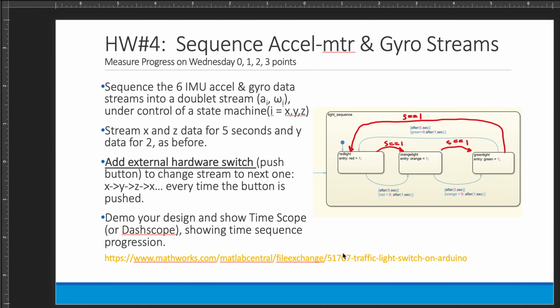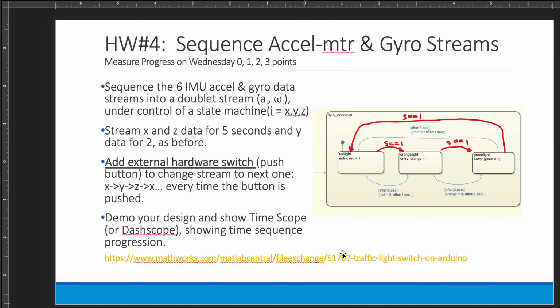So let's go here and start off with homework number 4. So basically, homework number 4 is repeating what you're doing in homework number 3, where you're sequencing the 6 IMU accelerometer and gyro data streams, and you're streaming X and Z for 5 seconds and Y for 2, etc. The new thing is that you're going to be adding some external hardware. Now, this is not a Simulink switch. This is actually going to be an external hardware switch that you're going to push a button and you're going to change the stream from where it is currently to the next one.